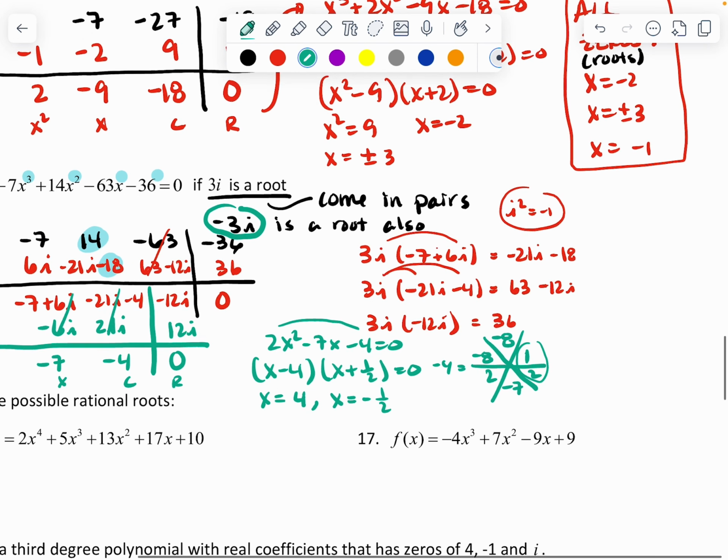So what are all of my zeros if I want to make a list? All zeros are going to be x equals 4, -1/2, positive 3i, and -3i.